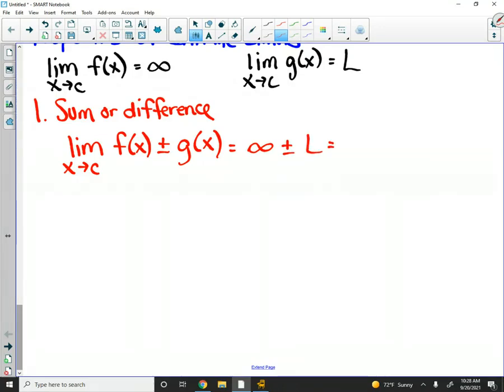Okay, now think about this, and this is where it's strange because infinity is kind of an abstract topic. If you take infinity and you add 2 to it, it's still infinity. If you take infinity and you subtract 400 from it, it's still infinity. So when we have an infinite limit and we add or subtract a constant from it, it's still going to be infinity.